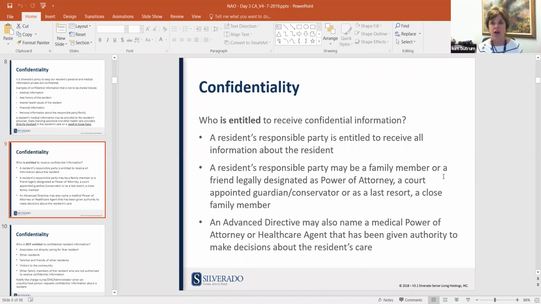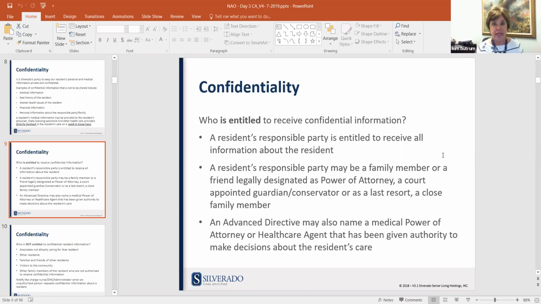Who's entitled to receive confidential information? Well, the responsible party for that resident is entitled to receive all information. They can look at the chart, and there's some restrictions on that. I'll go over that in a minute. The responsible party could be a family member, it could be a friend of that resident, or it could be a legally designated power of attorney, or a court-appointed guardian or conservator. And again, it could be a family member that doesn't have any written authority, but if that's the only family member that remains, then that would be the person that would make those decisions.